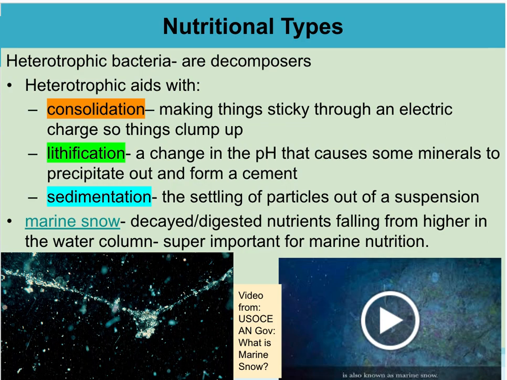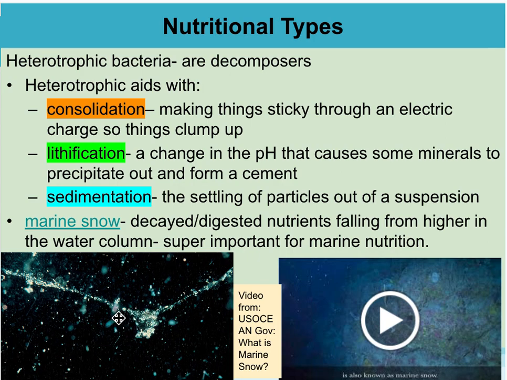It also helps with lithification, so it changes the pH to a level that minerals can precipitate out and form a cement, and sedimentation, where things can settle out as particles. They can also help with making marine snow, which is dead and decaying organisms.